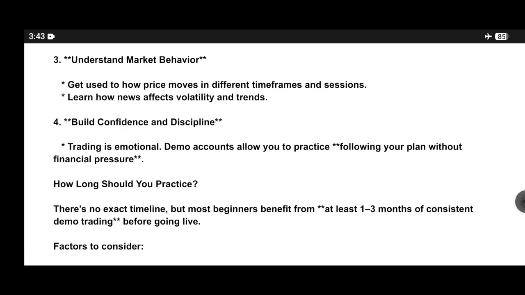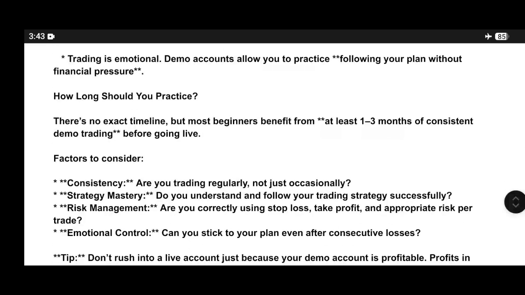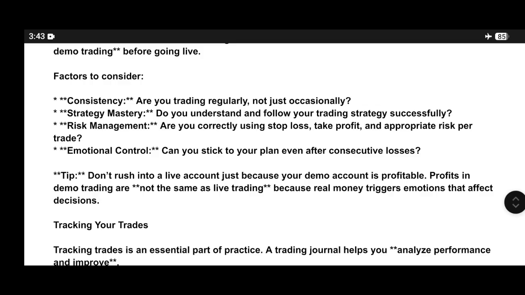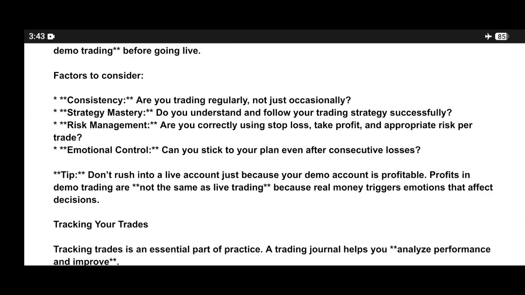Then ask yourself, how long should you practice? There's no exact time frame, but most beginners benefit from at least 1 to 3 months of consistent demo trading before going live. Factors to consider. Number 1, consistency, because consistency is trading regularly and not occasionally. Number 2, strategy mastery. Do you understand and follow your trading strategy successfully? Number 3, risk management. Are you correctly using stop loss, take profit, and appropriate risk per trade? Number 4, emotional control. Can you stick to your plan even after consecutive losses?